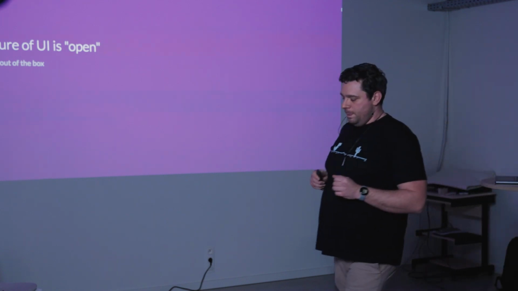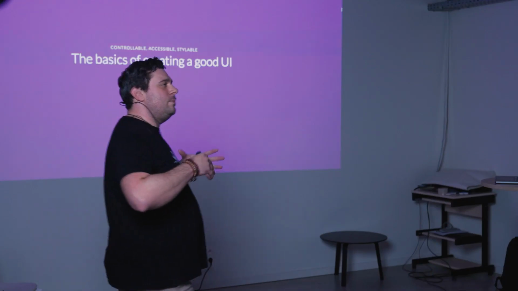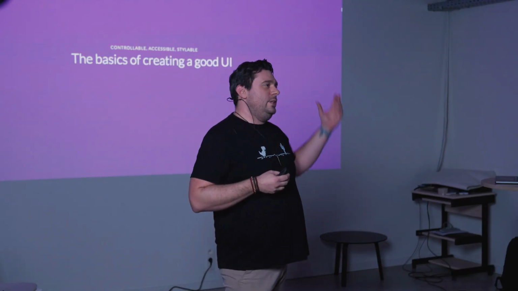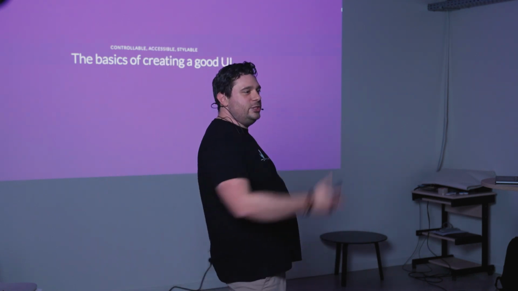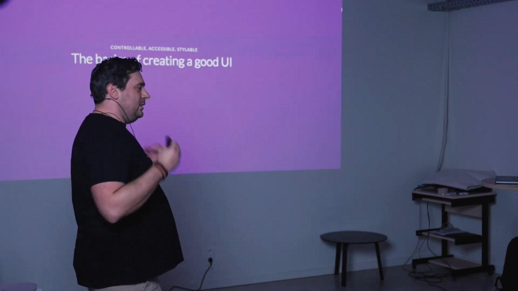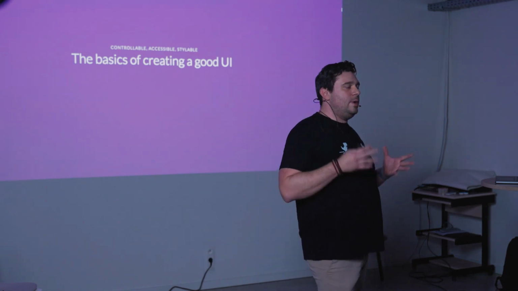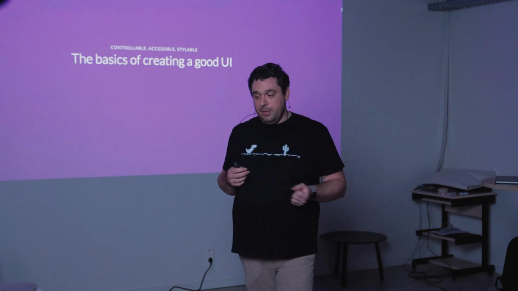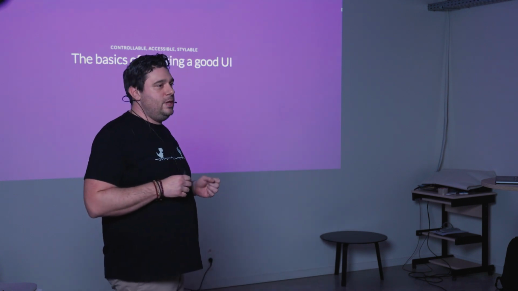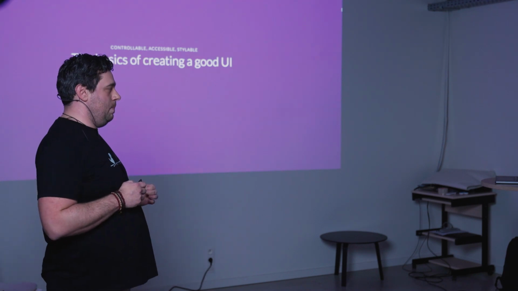So what about UI? I want to talk about the basics. Let's start with the basics. What are the basics of creating a good UI? And I'm not talking about basics that you see in every Smashing Magazine article about where you have to put your menu to have the perfect thumb action. I'm not talking about that. I'm talking about what is a good UI for us as authors, as developers. And I narrowed it down to about three main pillars, which kind of overlap with user expectations as well, which is controllable, accessible, and stylable.